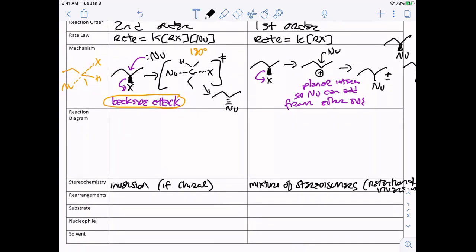With the SN2, only inversion. So if it was R, it's S when we're done. If it started out as S, it's R when we're done because of that backside attack.